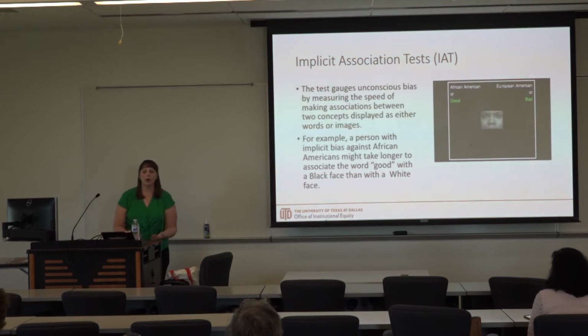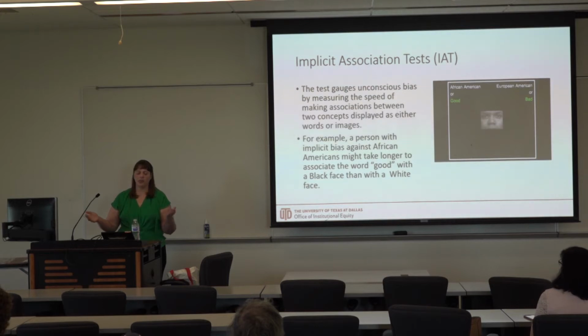So you will get a prompt that says African American, and it'll have a list of good attributes, like good, creative, three or four positive attributes. And then you'll get European American, both associated with the face, and a list of negative attributes. And then the test will start. And it will flash the face and the word, and you have to react to which is correct with the list that they provided.